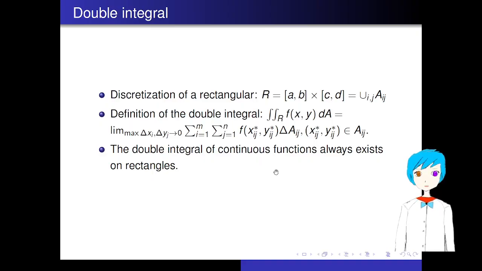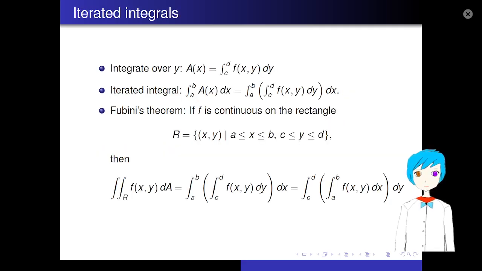Note that the double integral of continuous functions always exists on rectangles. So that is to say, this limit always exists for continuous functions. However, it is not realistic to evaluate the double integral of a function using the limit definition. Therefore, we define the iterated integrals, and then we introduce the relationship between the iterated integral and the double integral.